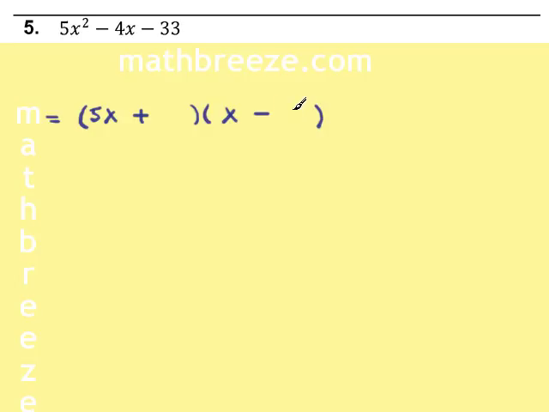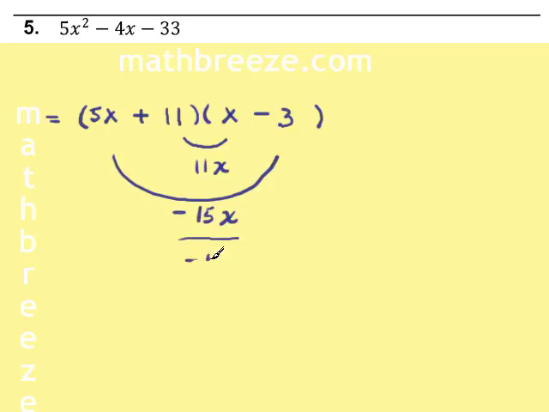Now if I put the 11 over here, multiplying here, I get 55. Again, that middle term would be too big. So I'm not going to do that. I'm going to try putting the 11 here and the 3 here. All right, let's check what we get. 11x. And here we get negative 15x. So we have a middle term of minus 4x, and that's correct. That's what we want. So this is the right factorization.